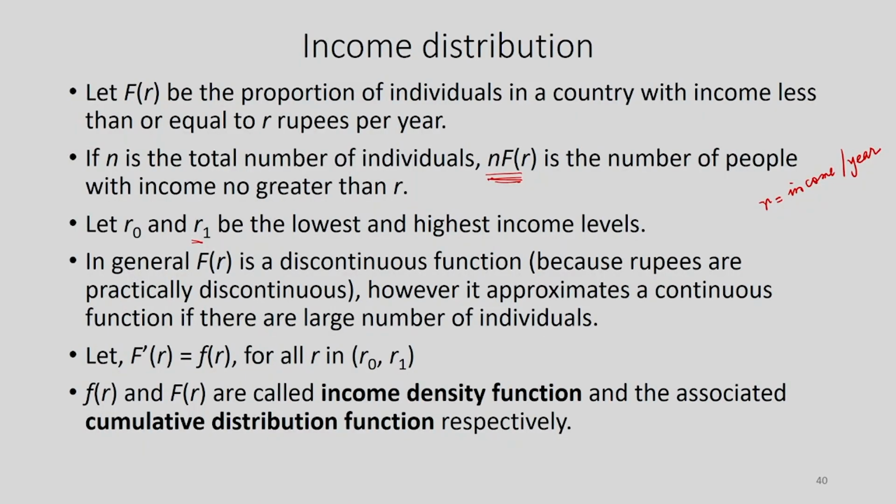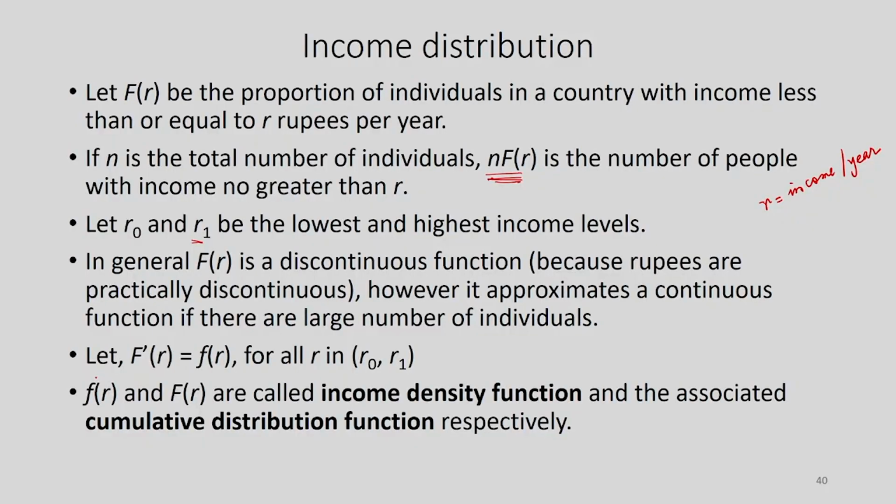So it seems that this FR function is likely to be a discontinuous function, but one can imagine that there are a large number of people, right? In India's case, it is close to 140 crore people. That's a huge number. So one can actually say that this function approximates a continuous function. Okay, let us assume a particular function, small fr, which is the derivative of capital FR, and suppose this is valid for all levels of income in this range R0 to R1.